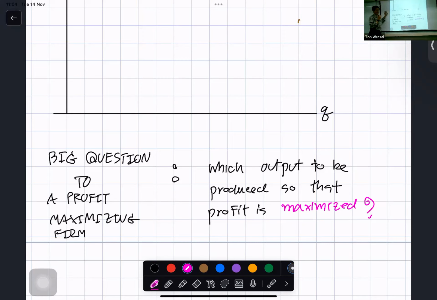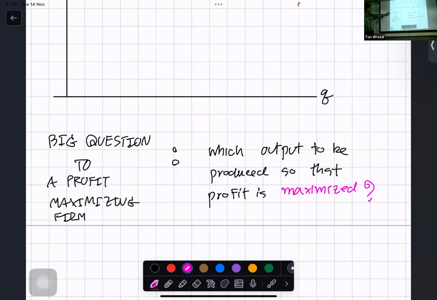Recall first the big question to a firm here. Recall the objective of the firm. The firm wants to maximize profit by producing and selling this product. So the immediate question to this firm is, what level of output should the firm pick such that profit is maximized? Okay. So first we look at the TR-TC approach.